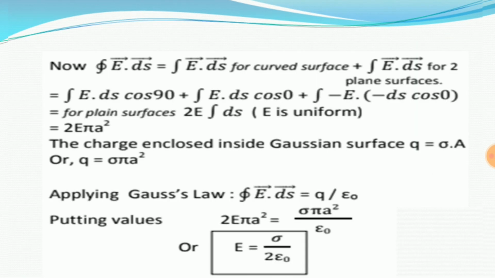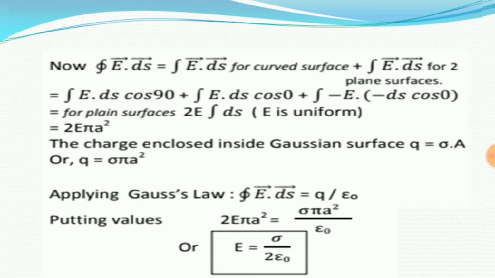Now, closed integral vector E dot ds vector is equal to integral vector E dot ds vector for the curved surface plus integral vector E dot ds for the two plane surfaces. So, integration E ds cos 90 degree for the curved surface, and E ds cos 0 plus E ds for the two plane surfaces, which is 2E integration ds, where E is uniform. So we are putting here the value, and we get 2E pi a square.